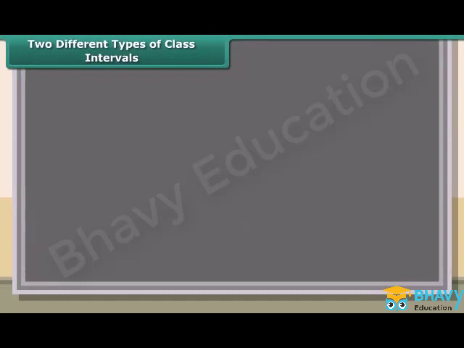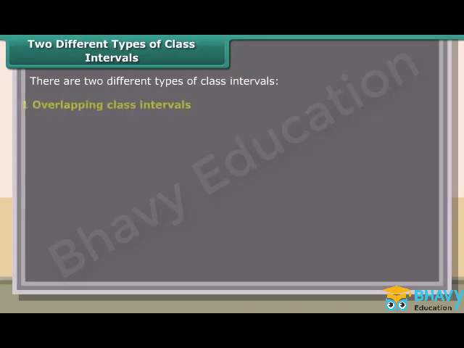There are two different types of class intervals: 1. Overlapping class intervals. 2. Non-overlapping class intervals.